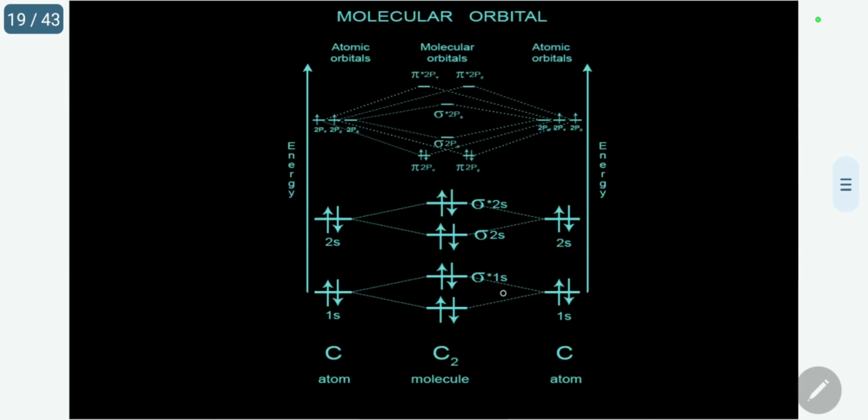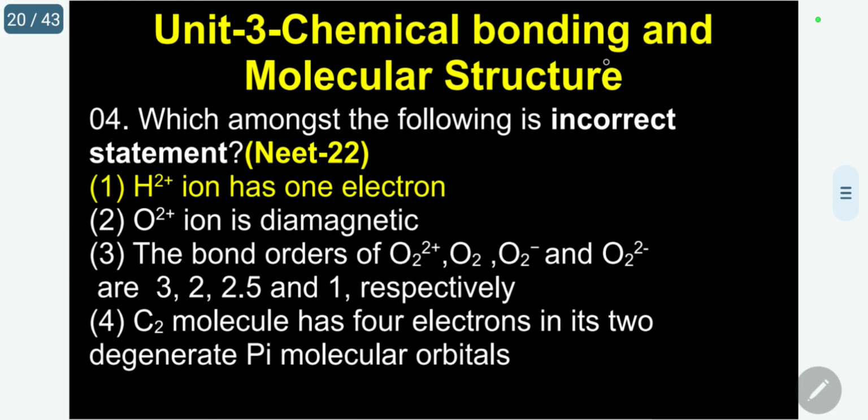Kindly follow. In this case, the statement that O2 plus ion is diamagnetic is the correct one. If there is no unpaired electron, it is diamagnetic. If there is any unpaired electron, it is paramagnetic. And I have also shown you how to calculate the bond order.